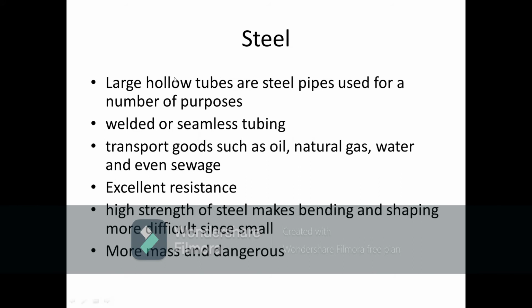Steel pipes are large hollow tubes used for a number of purposes. They are either made by welding or seamless tubing. It is used to transport goods such as oil, natural gas, water, and even sewage. As mentioned before, PVC could not transport all of this, but some of it PVC could also handle. Steel has excellent resistance due to its toughness.